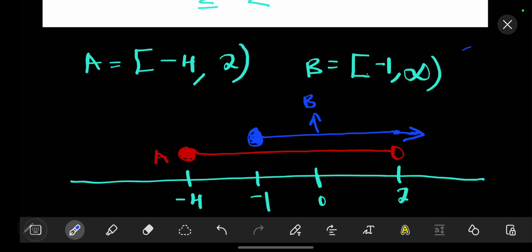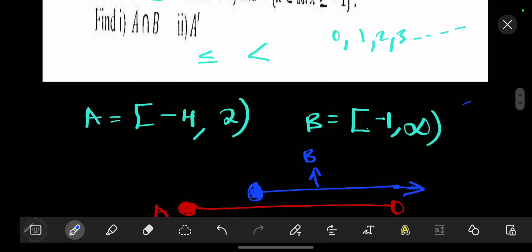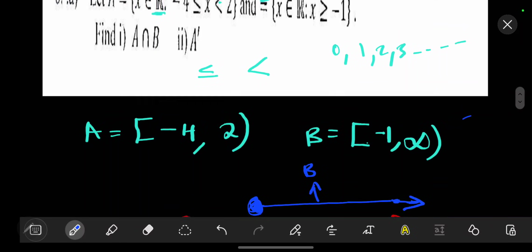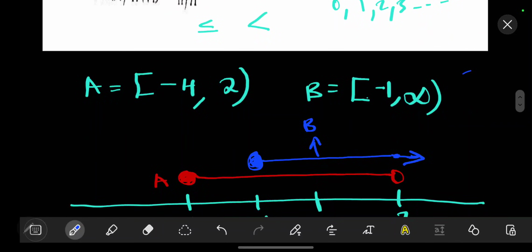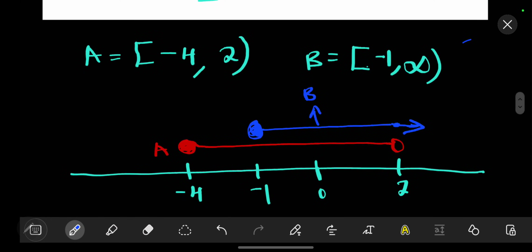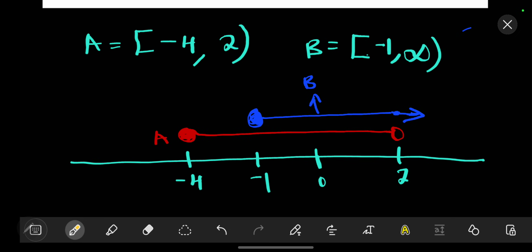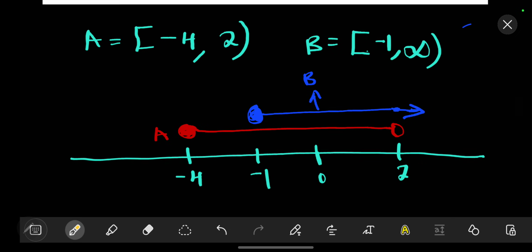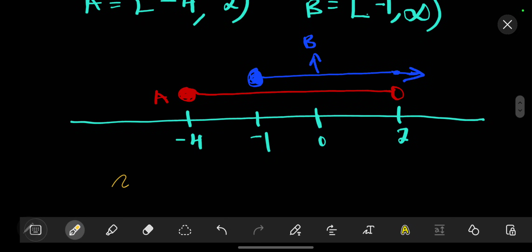Now ask yourself, what am I going to do? So firstly, the first question is asking us to find A intersection B. So they are telling us to say, where do A and B meet? So this is a very simple concept. So we are going to do this. So when we say A intersection B, that's the one that we want to name. So our A intersection B will be equal to, where do A and B meet? In other words, where do they overlap?